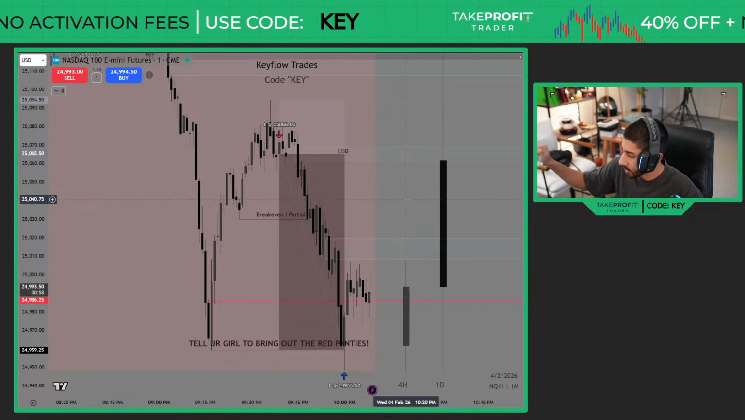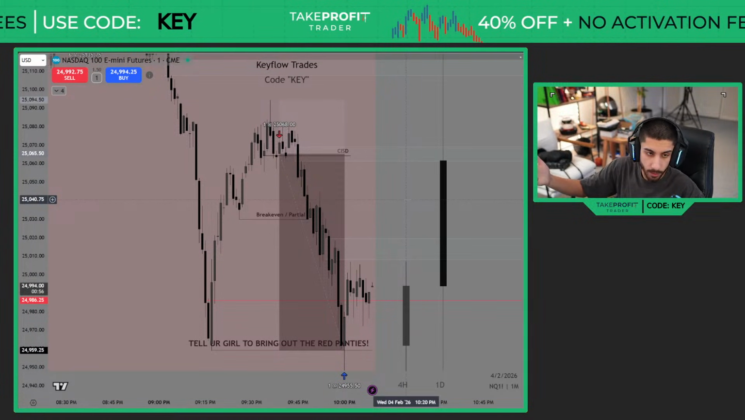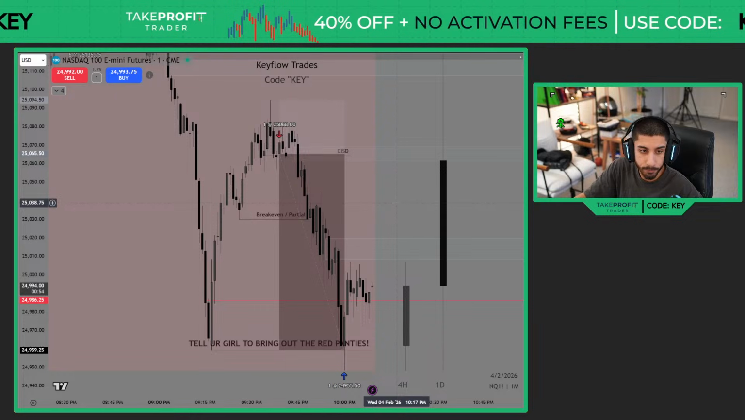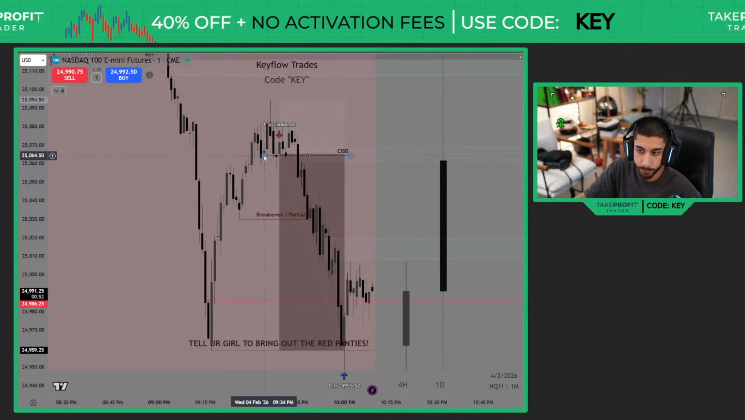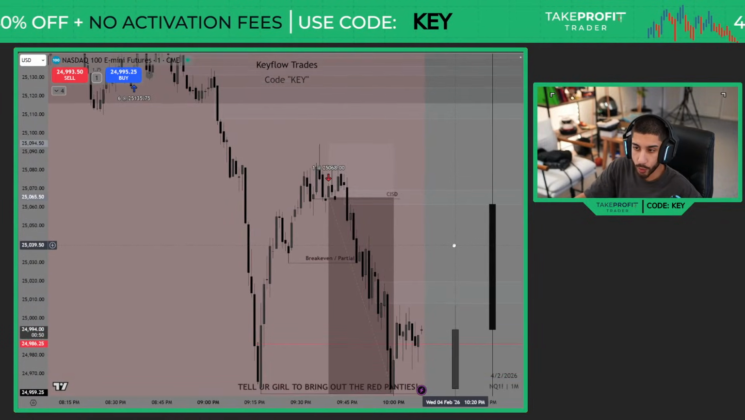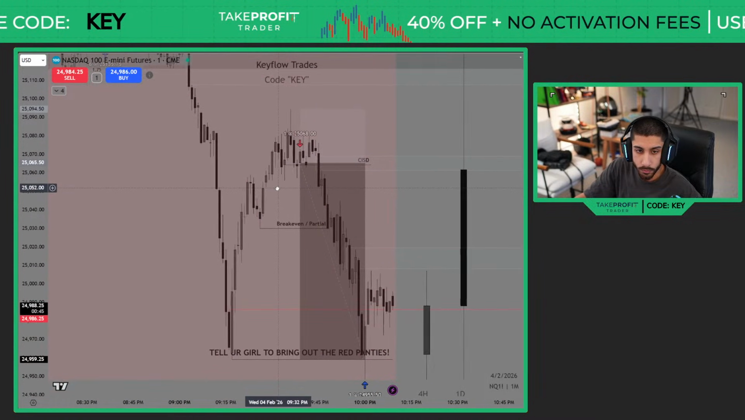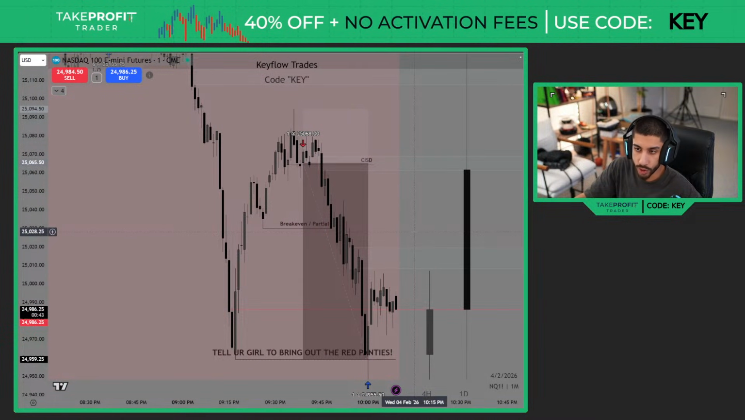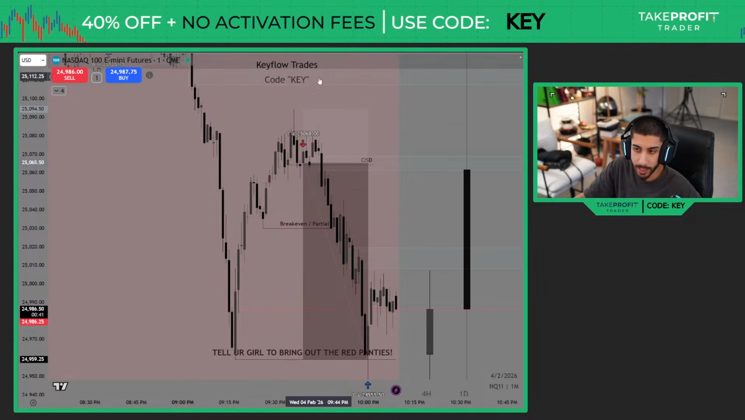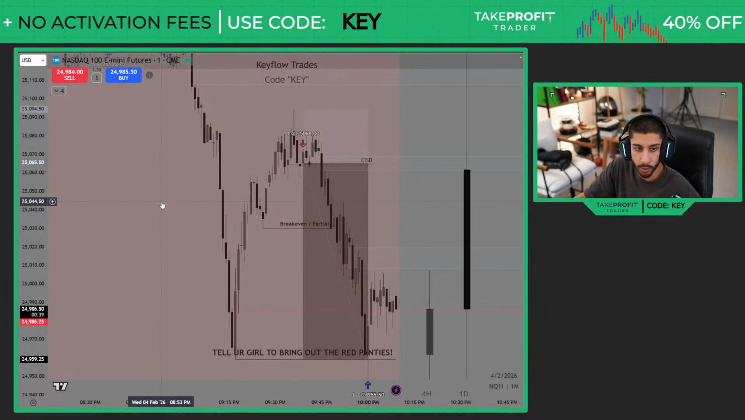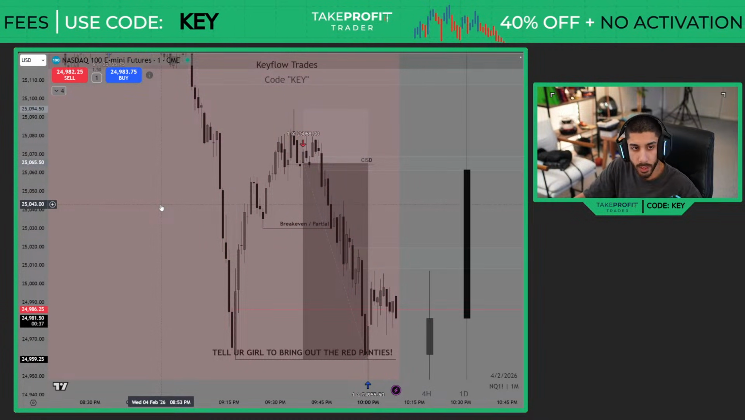How do you confirm a proper change in state of delivery? A higher time frame PDRA, and then the aligned time frame has to create, basically, you're looking for an order block. That's it. That is all you're looking for. That's all a change in state of delivery is. It's the leg that makes the high or the low, a closure below that leg.